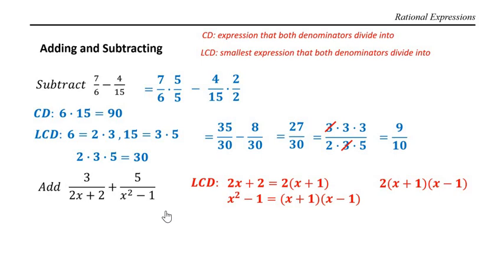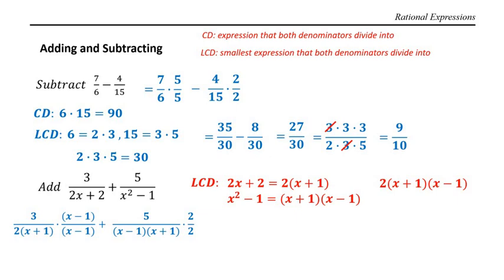So now we are going to multiply these two fractions so that their denominators are the same. So with our first one, what we are missing is an x minus 1. Right? So we're going to multiply both the numerator and the denominator by an x minus 1. And then with our second fraction here, 5 over x squared minus 1, we are missing a 2 value, because x squared minus 1 can be factored as x plus 1 and x minus 1. So we're going to multiply both the numerator and the denominator by 2.